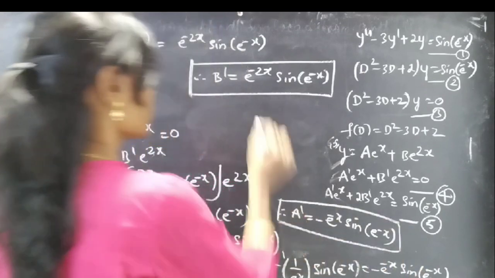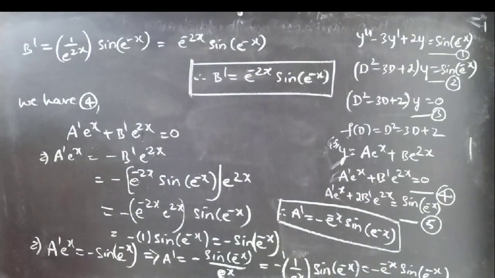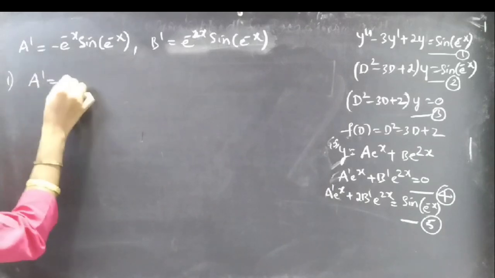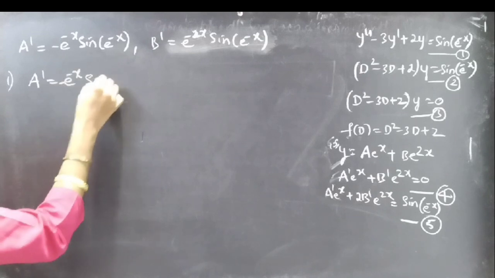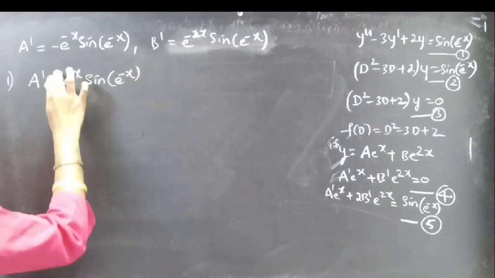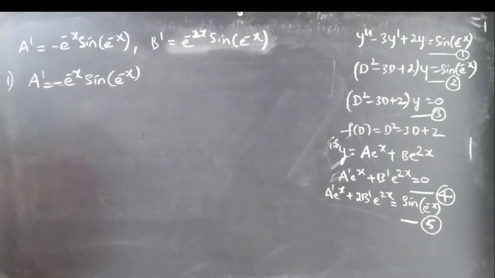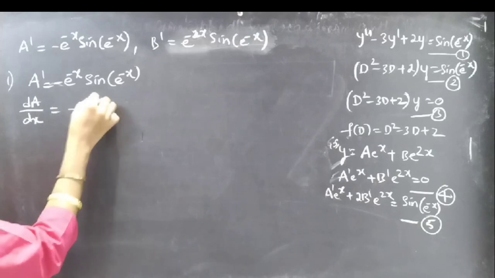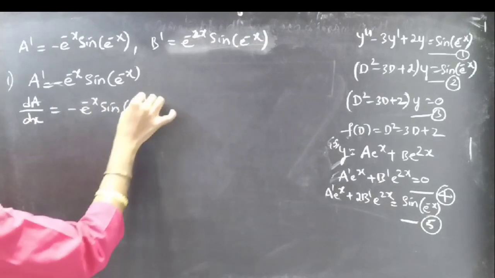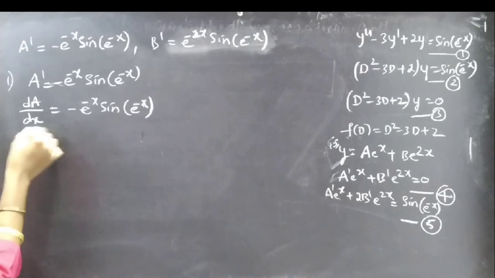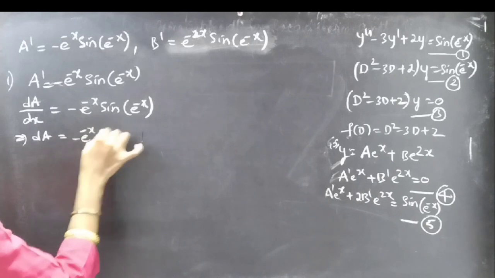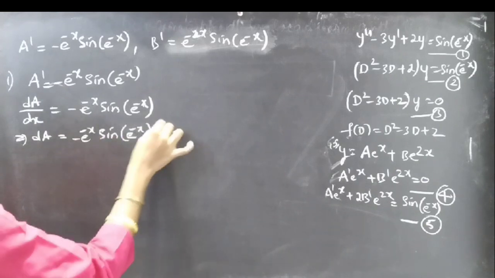See, we got a dash and b dash. Let's now find a, b using a dash and b dash. We have a dash equal to minus e power minus x sine of e power minus x, right? We can write a dash as the derivative of a with respect to x, equal to minus e power minus x sine of e power minus x. Now take the differential dx to the RHS, then we'll get dA equal to minus e power minus x into sine of e power minus x into dx.